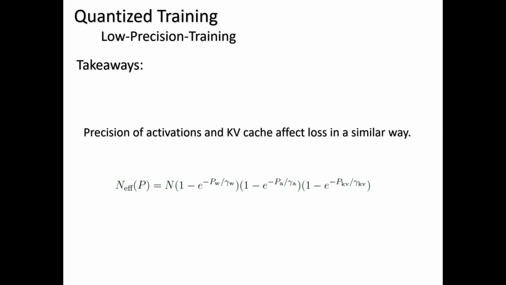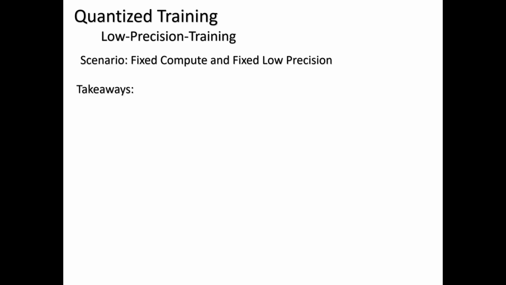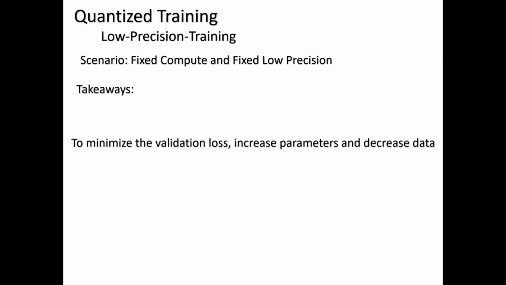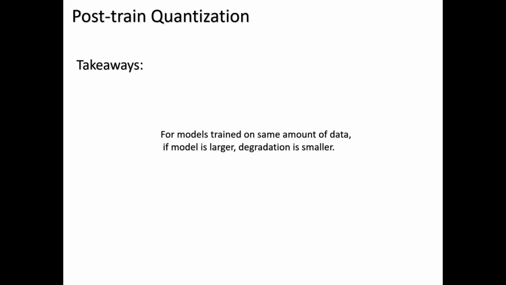Then, in the first training scenario, we fix the overall compute for the training and fix the training at the same low precision. So in this scenario, the takeaway is that to minimize the validation loss, you should increase parameters and decrease data. So this is pretty similar to the takeaway for post-training quantization.